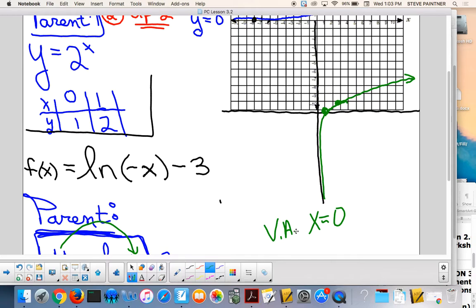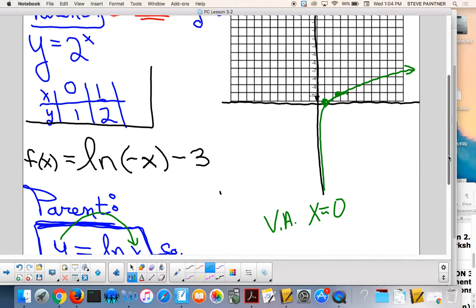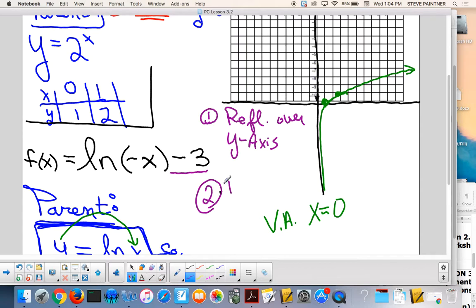Now, that's your parent. That is not the answer. The answer comes from the more difficult looking one. So, you have to tell me what to do. First, you do what? Reflect over the y-axis. They went inside and changed x to negative x. That's a reflection over y, followed by down 3.